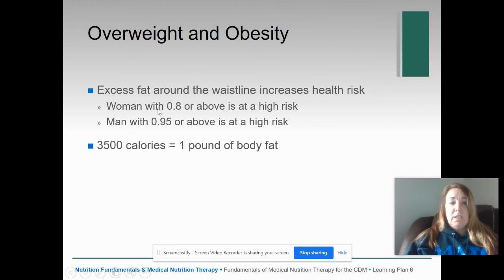Please ignore these. This is a waist to hip ratio. What I want you to look at is a waist circumference, and a waist circumference greater than 40 inches for men and greater than 35 inches for females puts them at risk for those obesity-related diseases. So again, greater than 40 inches for men and greater than 35 for women puts at risk for obesity-related diseases.